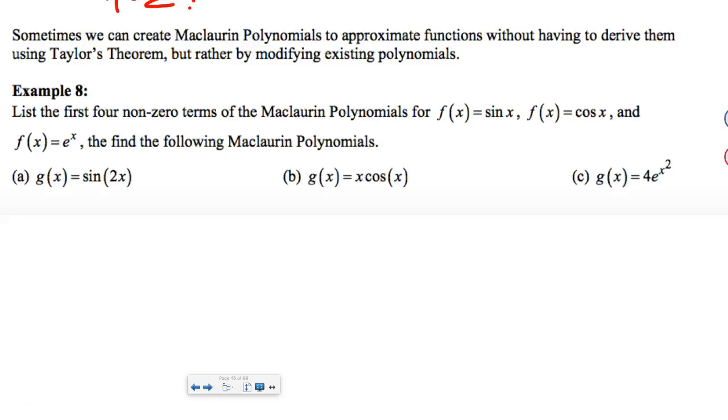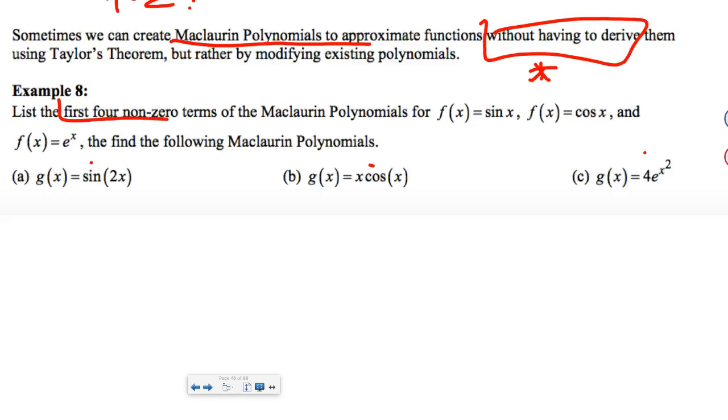Because it says right here, sometimes we can create Maclaurin polynomials without, put that in a box, having to derive them. That's why I had you wait on worksheet 3A. I didn't want you deriving that whole first page because there's a shorter way. If you know sine, cosine, and e, you can modify them to create the expansions for these. So this says first 4 non-zero terms, so that's not necessarily 4th degree, that's just 4 non-zero terms.